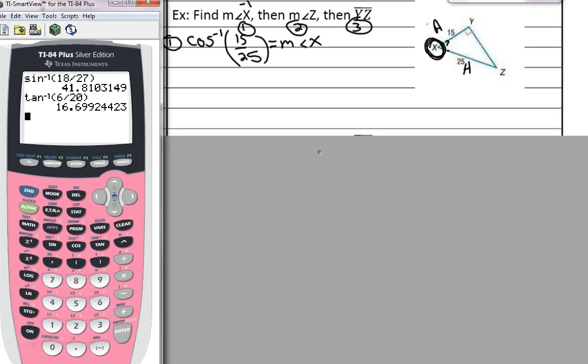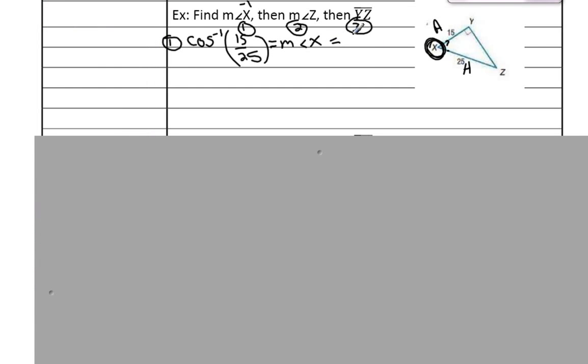So then I get my calculator out. Whoa, it's pink. How awesome. I'm going to do the second cosine of 15 over 25. And that will give me the measure of angle x. I'm going to round that to 53 degrees. So the measure of angle x equals 53 degrees. I'm going to put that here. And I'm going to erase this a, this circle, and this h.